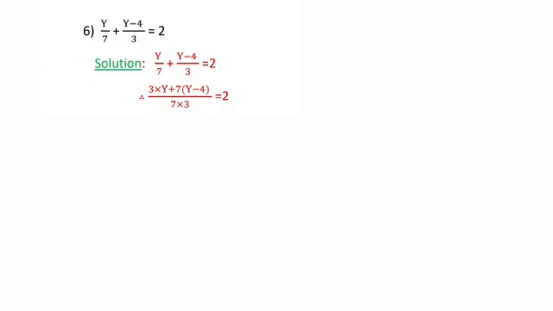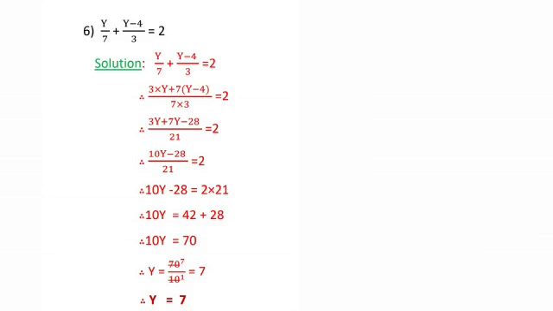The sixth sum. y upon 7 plus y minus 4 upon 3 is equal to 2. Now here children, to your left hand side, first you will do cross multiplication. That is 3 is to be multiplied with y and 7 is to be multiplied with y minus 4. So you will write therefore 3 into y plus 7 into bracket y minus 4 upon 7 into 3 is equal to 2. Now you open the bracket.